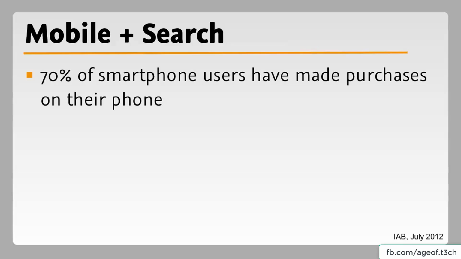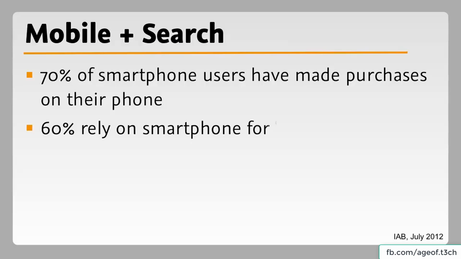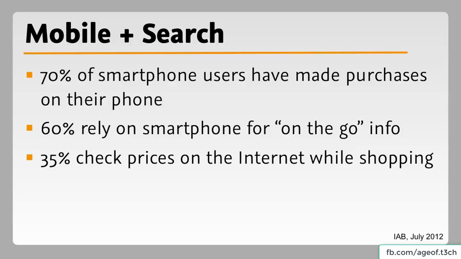If they're willing to share with a network their location, they're willing to receive an offer that might save them some money. So mobile, with the addition of search, has really been taking off and is poised to dominate the next few years as a technology that's going to transform local businesses. 70% of smartphone users have made purchases on their phone. 60% of smartphone users use their phone as they're on the go to find directions, to find sources, to find businesses, and also to find offers. Because a lot of people, while they're shopping, will also go online to make sure they're getting the best price.